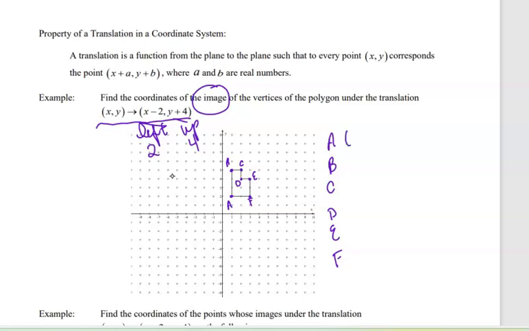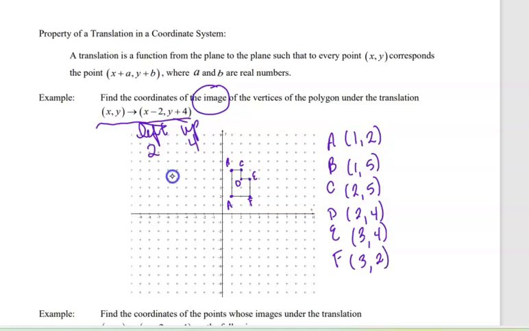So when I'm looking here, A is located at 1, 2 as far as its xy coordinate. B is at 1, 5. C would be at 2, 5. D is going to be at 2, 4. E is at 3, 4. And then F is going to be at 3, 2. So these are all points of the pre-image.